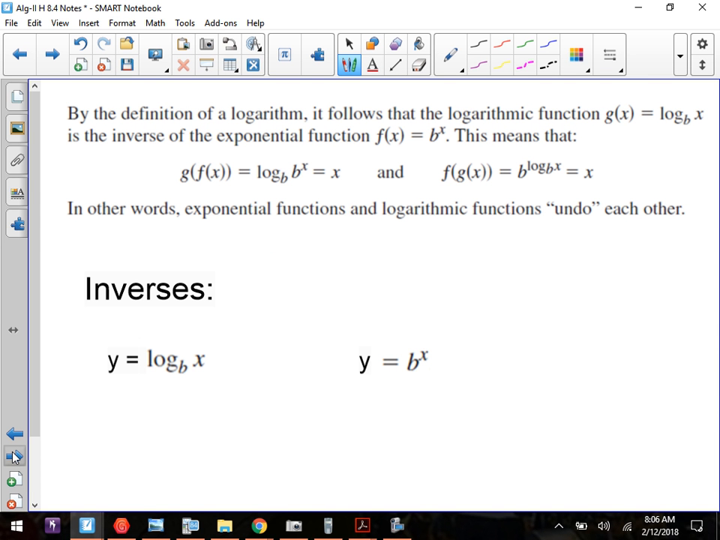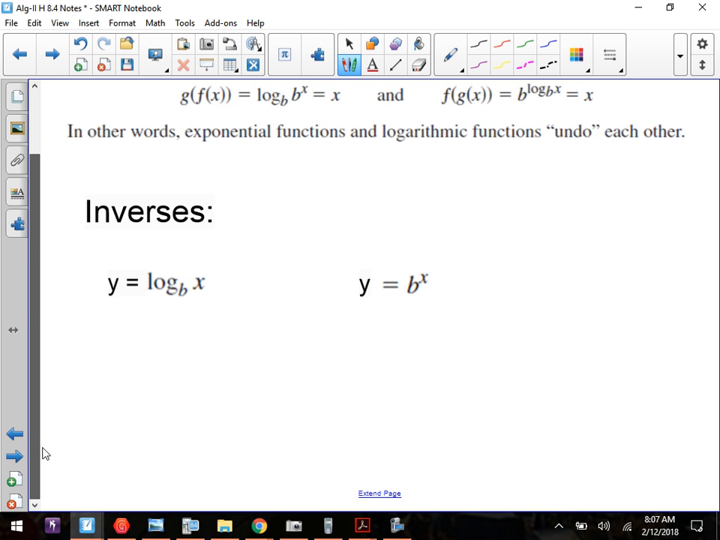Inverses. Yeah, well, we do a little bit of this. By definition of log, it follows the function. Logs are functions. They are inverses of one another. And if you substitute one for the other, in terms of log base b, if I wrote a composite, they undo each other.